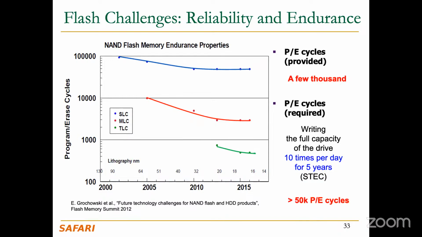So if you want to do it, you actually need P/E cycles of more than 50K, which SLC can somehow provide, but with MLC and TLC and QLC, we have a lot of challenges.